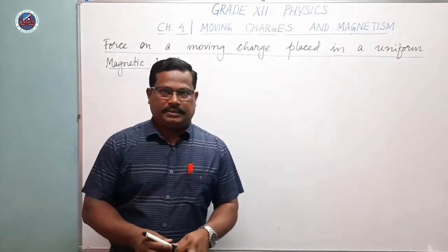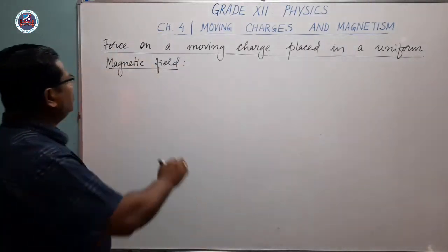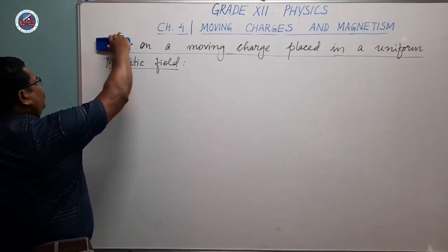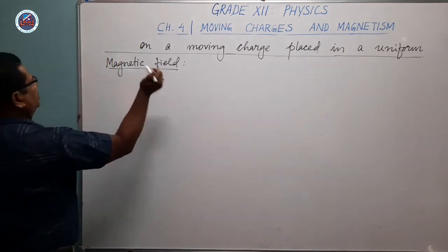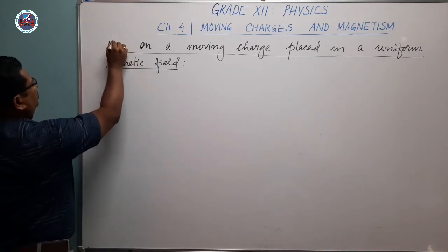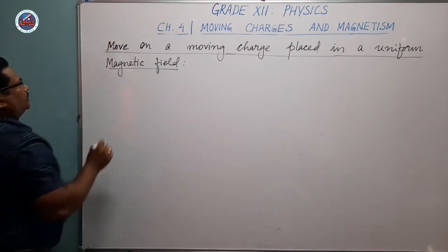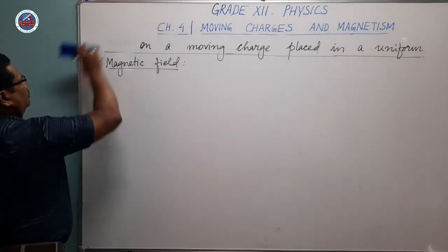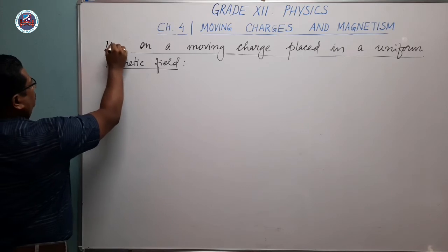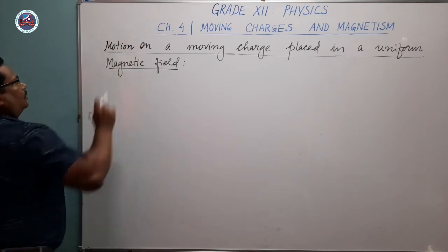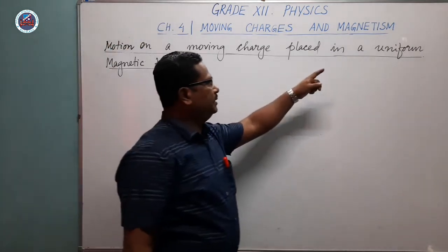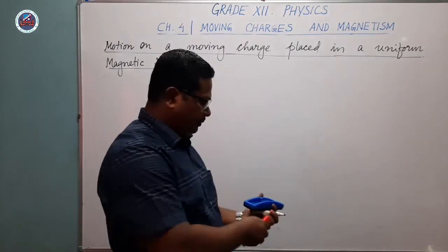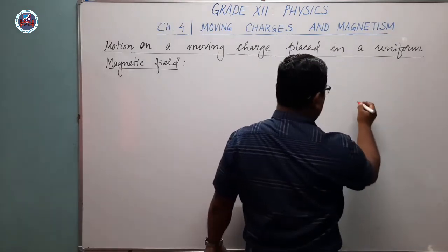Now let us study the motion of a moving charge placed in the magnetic field. Now not force, already we know force is experienced by the charge. Now it should move. If it experiences force, it must move. Motion of a moving charge placed in a uniform magnetic field. Suppose I am taking the field like this now.